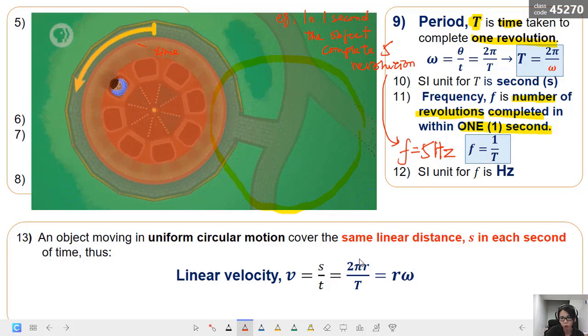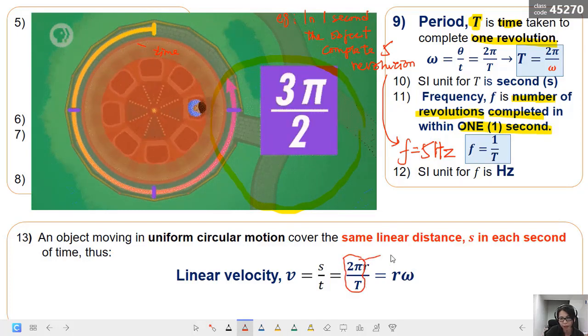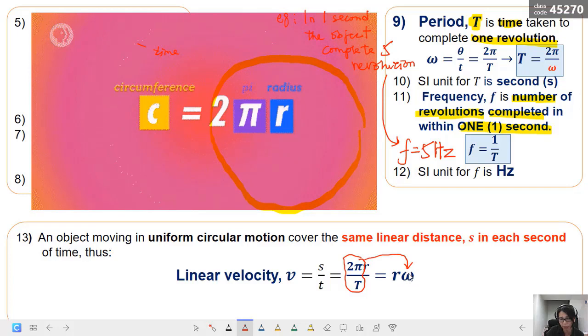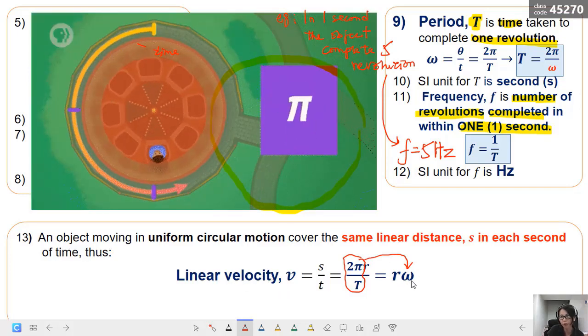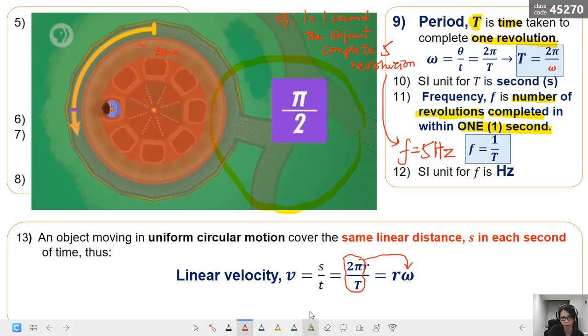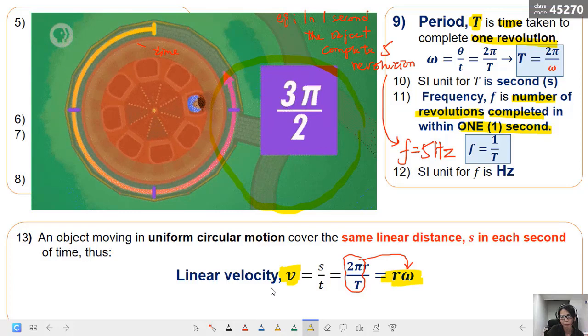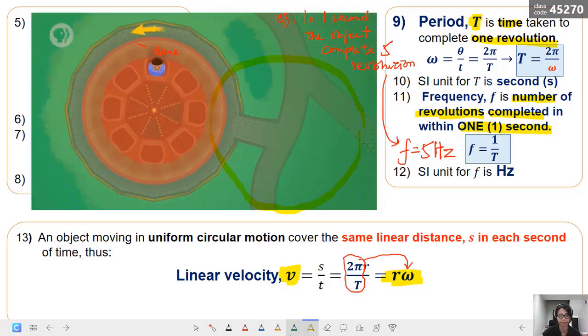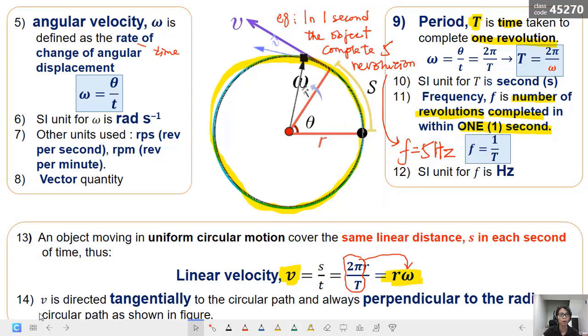So 2 pi over T actually is referred to as angular velocity. So we can relate linear velocity with angular velocity. v is r omega. So class, bear in mind, the direction of velocity is always tangential to the circular path and is always perpendicular to the radius of the path. So your velocity is always tangential to the circle.